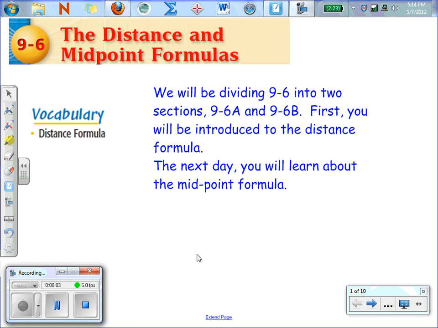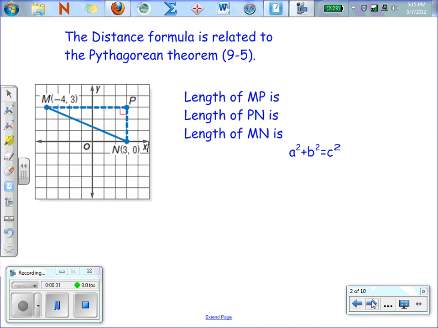9-6, the distance and midpoint formulas. We are actually going to take this section and divide it into two for this year. So we will do 9-6A and 9-6B. 9-6A will be about the distance formula, and then the next day we will do 9-6B, which will be the midpoint formula. So today we're going to talk about the distance formula.